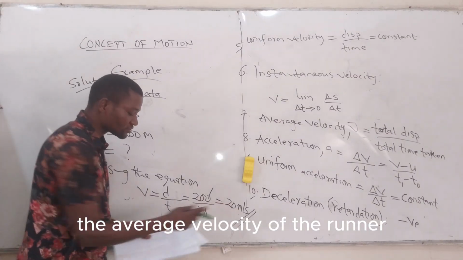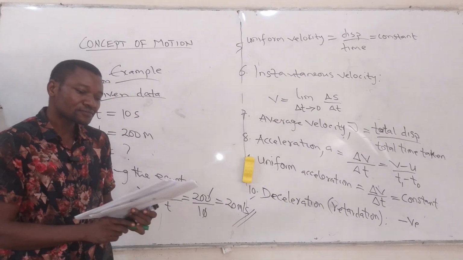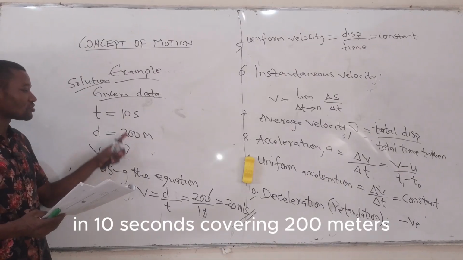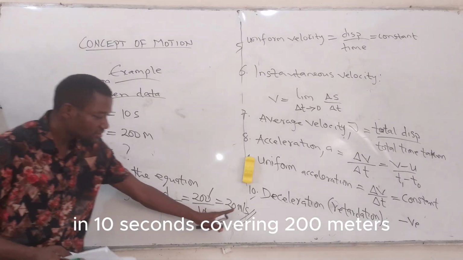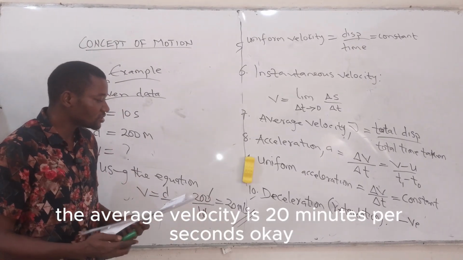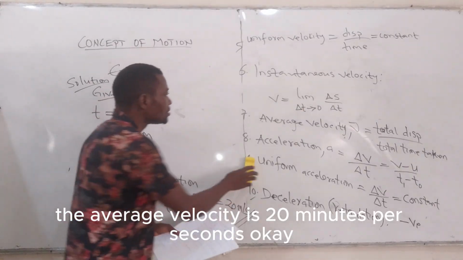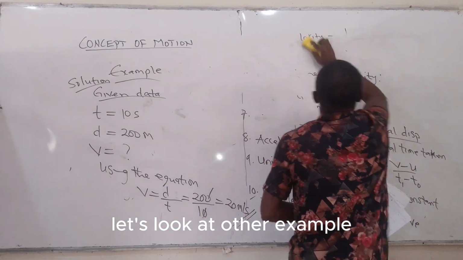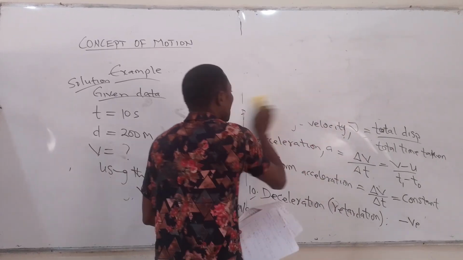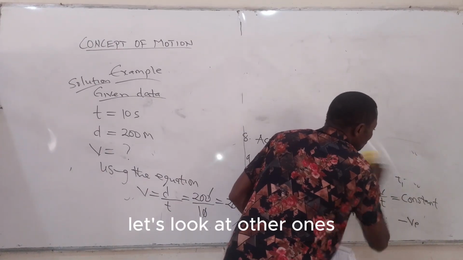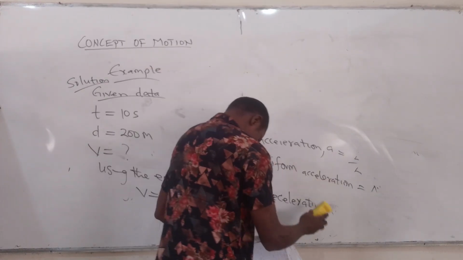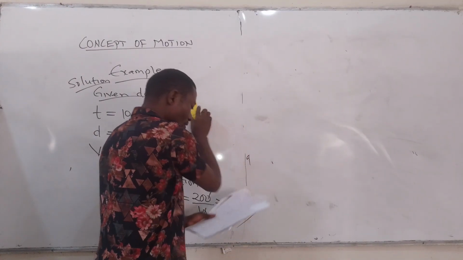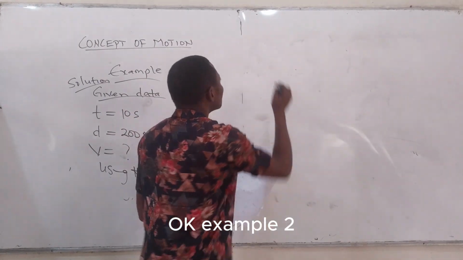So the average velocity of the runner who moves in a straight line in 10 seconds covering 200 meters is 20 meters per second. Okay, let's look at other examples. Okay, example 2.